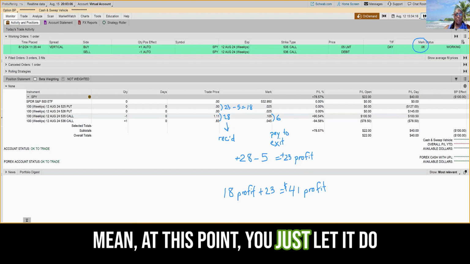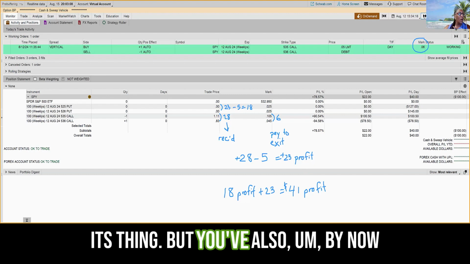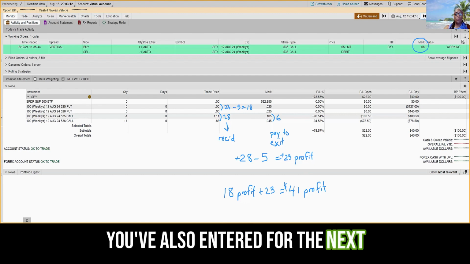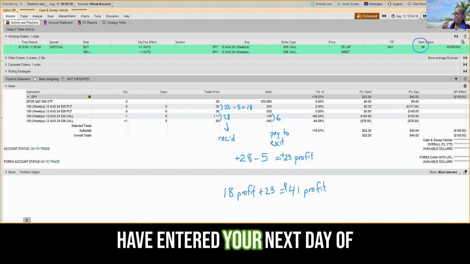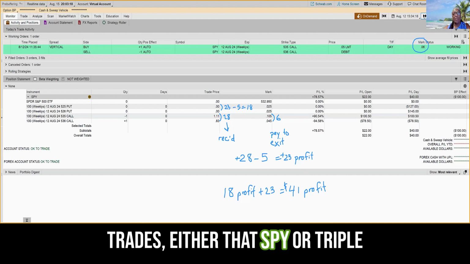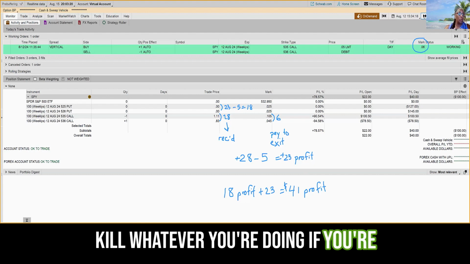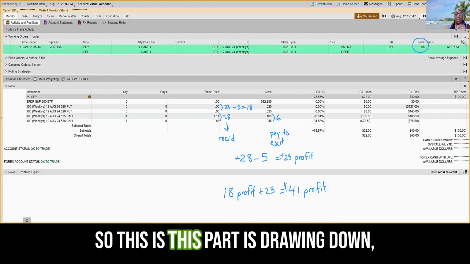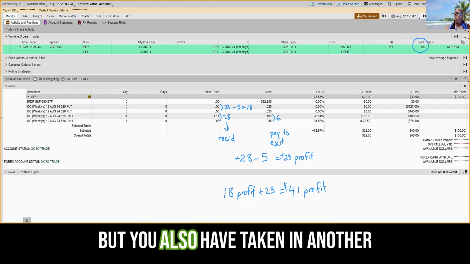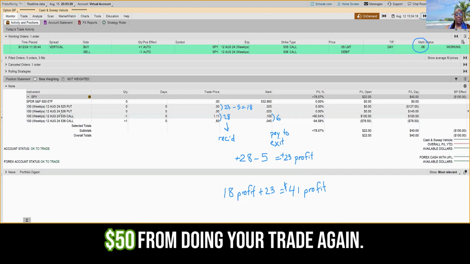At this point, you're just letting it do its thing. But by now you've also entered for the next day, because at 12 o'clock, you would have entered your next day of trades, either that SPY or triple Q, whatever it is you're doing. If you're rinsing and repeating, you would have entered your next day by now. So this part is drawing down, but you also have taken in another $50-ish from doing your trade again.